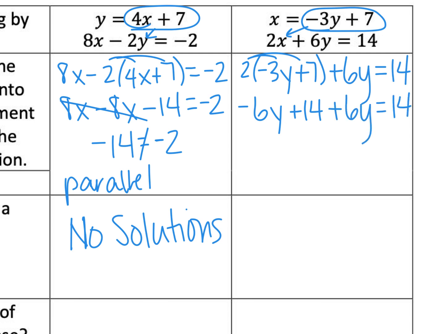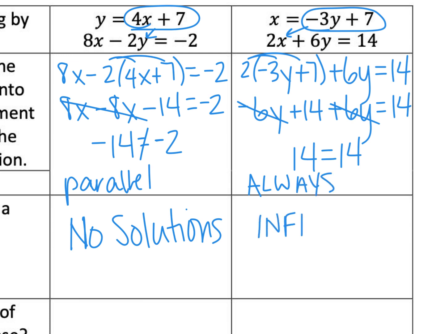So again, -6y and positive 6y, those eliminate. There's 0 y's, it's poof gone. But now we have 14 equals 14. Well, this is always true. So that means that if we get something that's always true, we're going to have infinite solutions. So we could put any xy coordinate value we wanted into both equations, and it will be true every time.